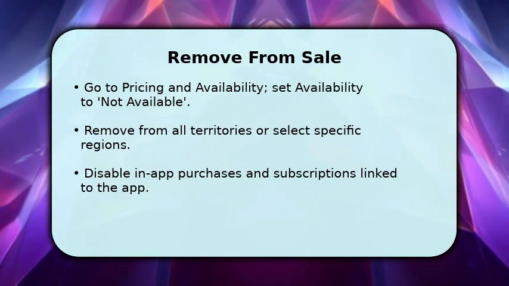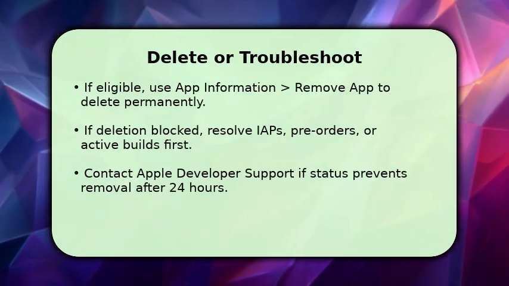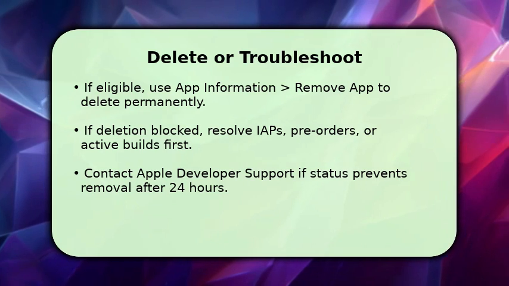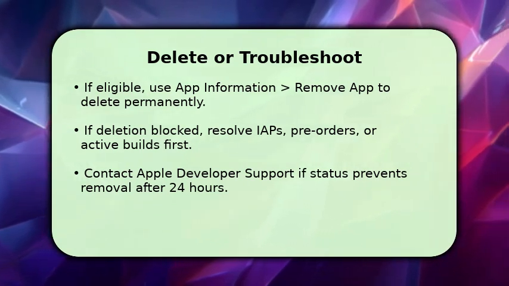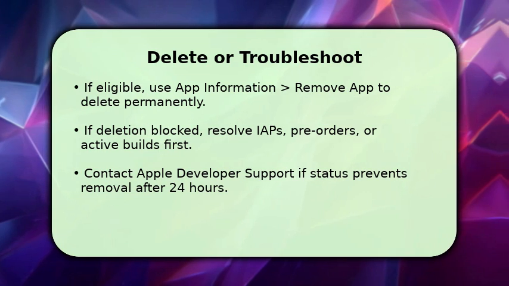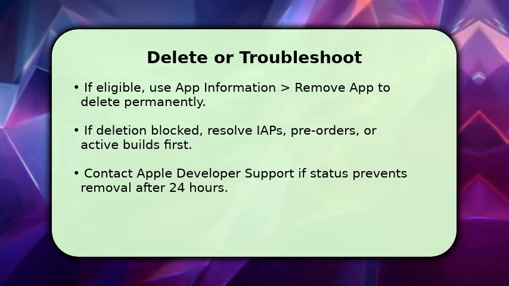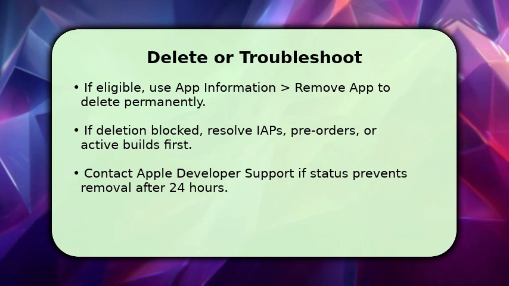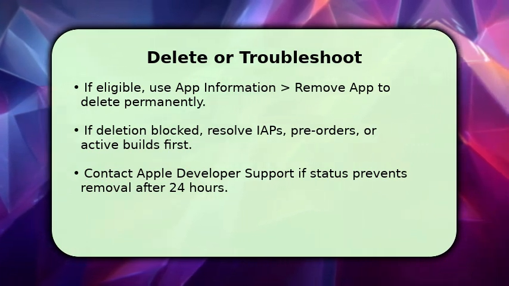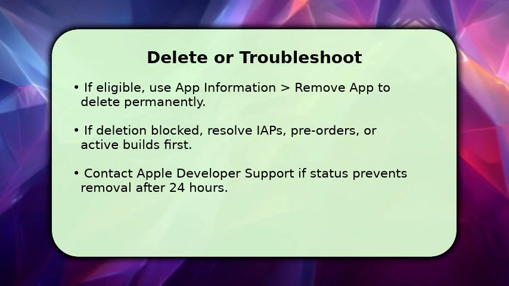To finish, decide. Keep the app record but keep it off sale, or delete it permanently from app information if there are no associated builds, in-app purchases, or pre-orders. If deletion is blocked, resolve those dependencies first: remove IAPs, cancel pre-orders, and expire builds, then try again.